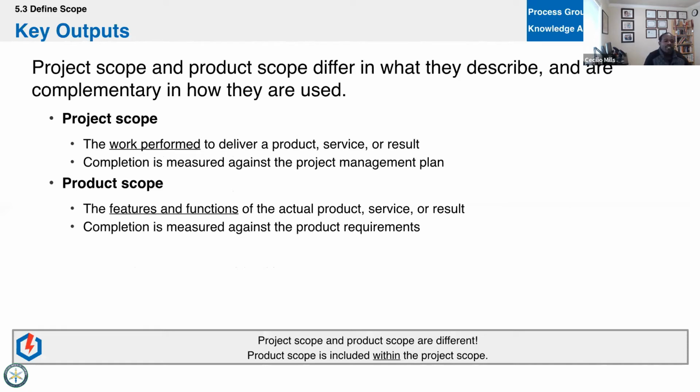Now, you have project and product scope. We talked about this earlier, all right? So project scope is the work performed to deliver a product, service, or result, whatever the project is, right? And you can measure that. Completion is measured against the project management plan, whereas product scope is the features and functionality of that actual product, service, or result. And we measure that against the product requirements. So that's project scope, product scope. We measure the scope of a project against the project management plan. We measure the scope of a product against the product requirements.